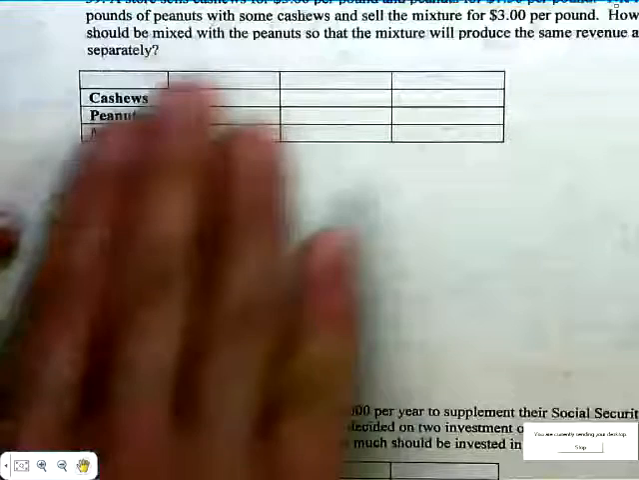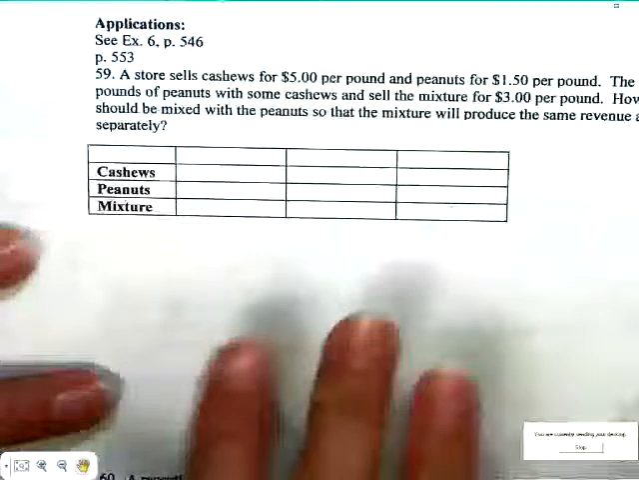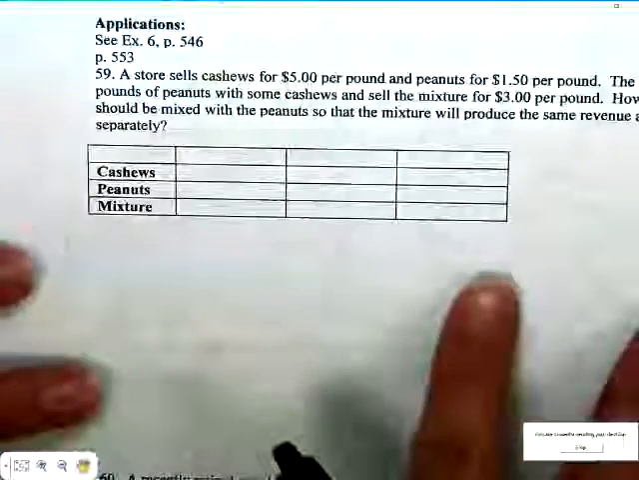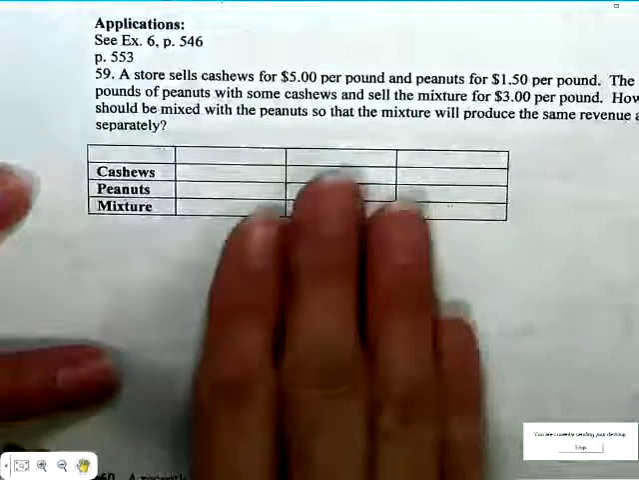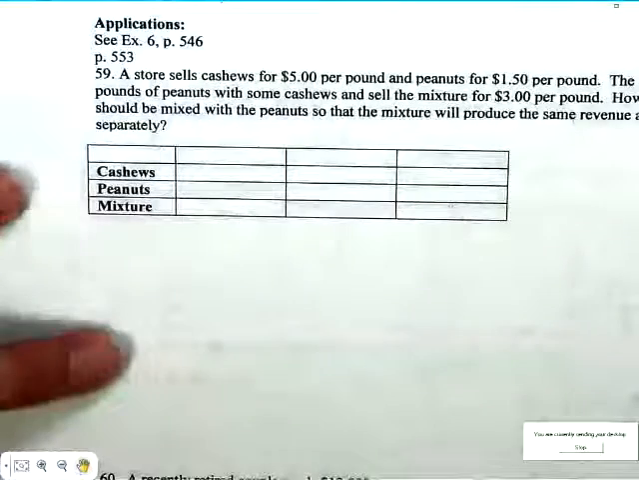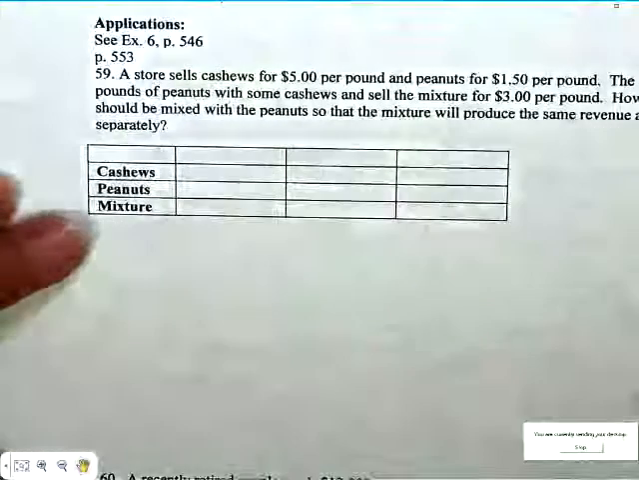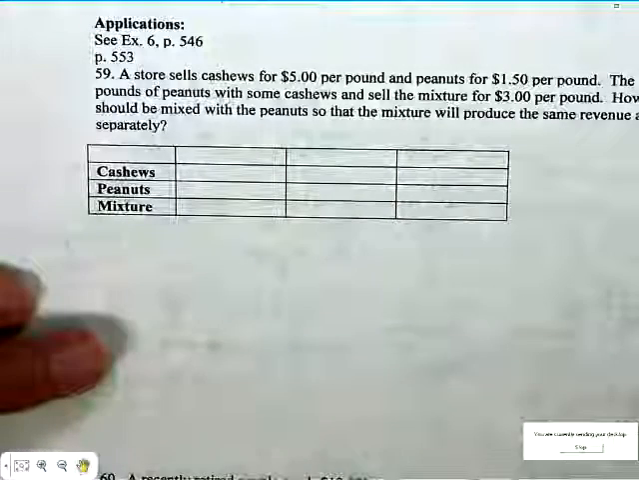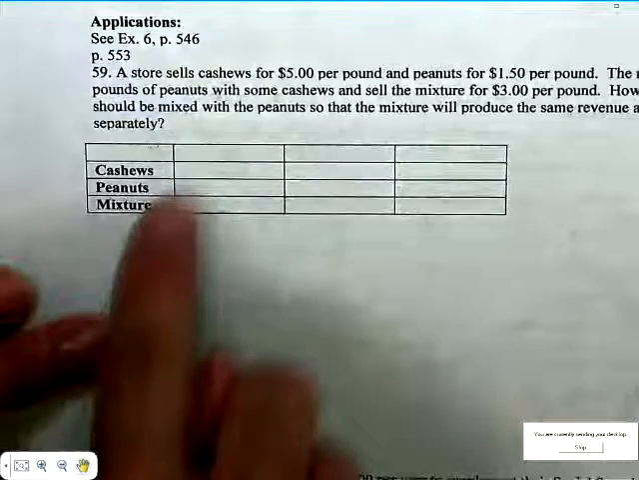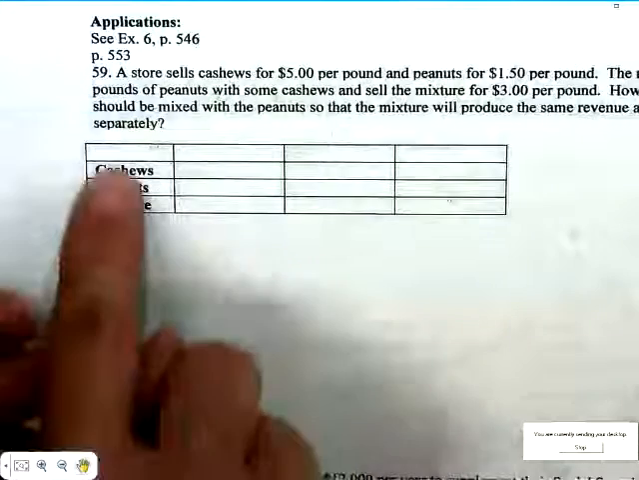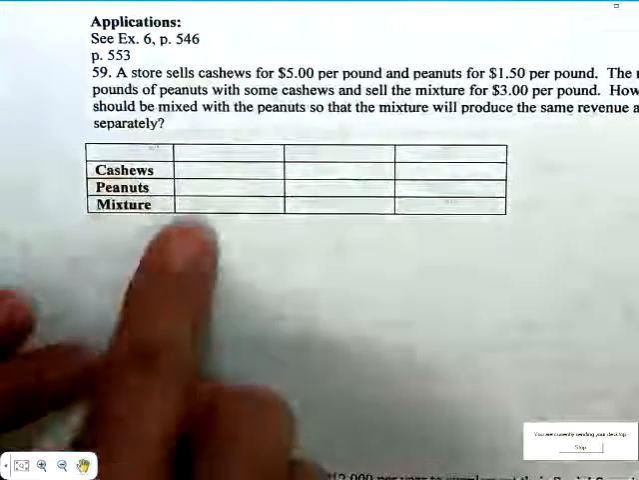So these charts are your best friend. Now, if you can do this problem and get it right the first time without making a chart, more power to you. I'm not going to come around and make sure you have a chart on your paper. But for those folks who have always struggled with word problems, these help you organize your information. In the left-hand column, put the things that you're mixing.